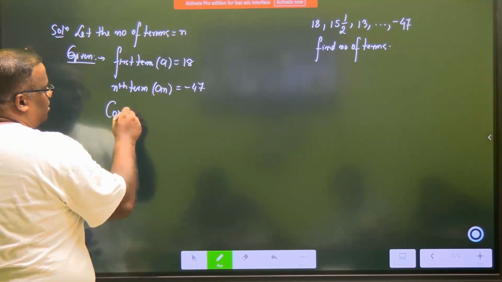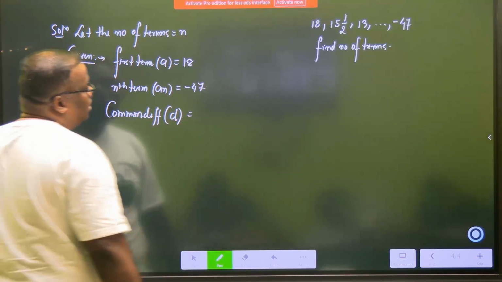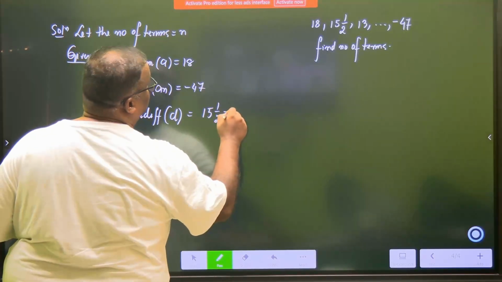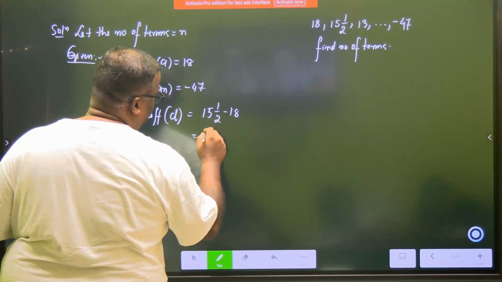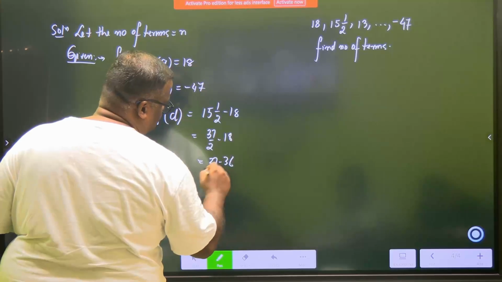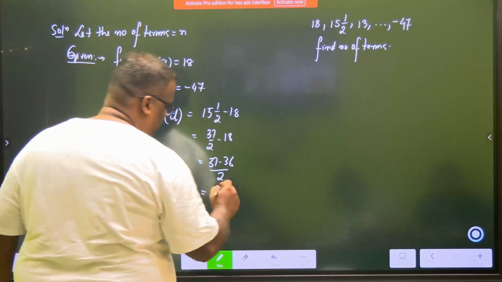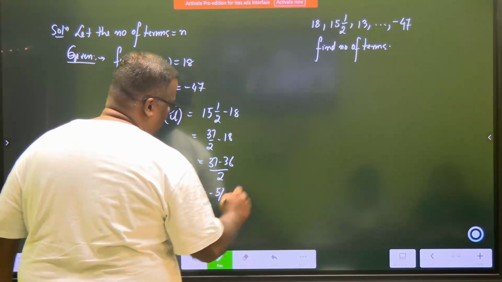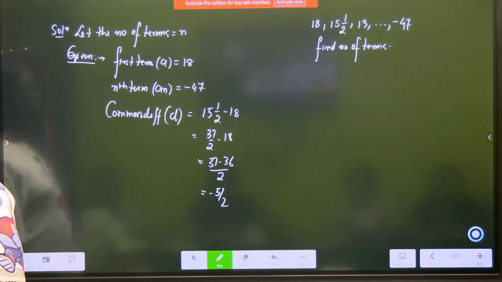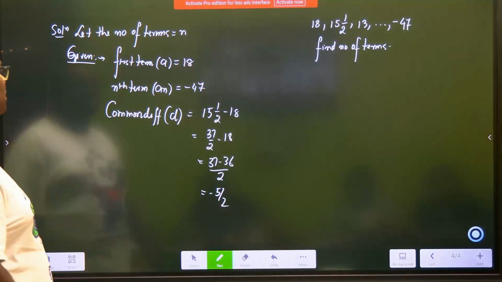Common difference, that is d, should be equal to how much? Difference of any two terms. So let's take 15 1 by 2 minus 18. This is 15 times 2 is 30 plus 1, 31 by 2 minus 18, which is 31 minus 36 by 2, which is equal to how much? 31 minus 36 is negative 5. Yes? Never use decimals, because decimal means calculation will become tough.